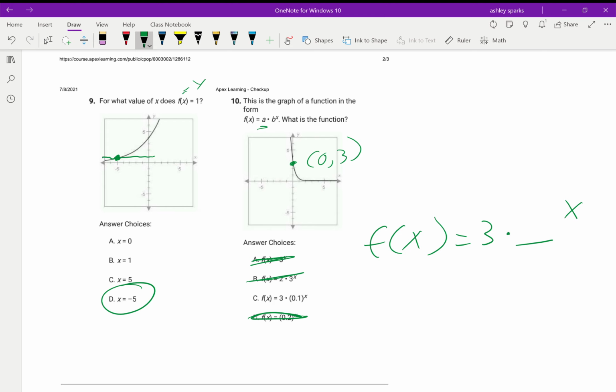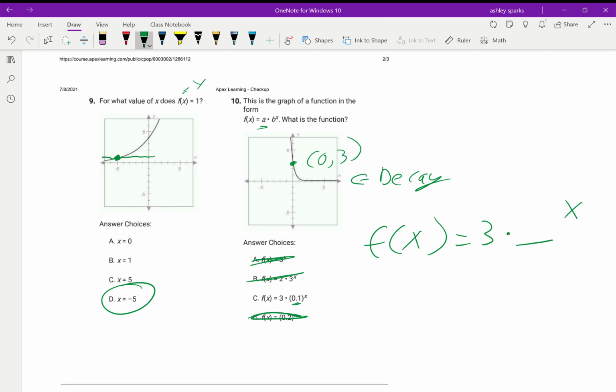Other things that kind of give this away is this function is decaying, which means I should expect to have some type of decimal rate in here, which that 0.1 does check that box as well. If we tried to find another point, it might be very difficult with this picture, honestly, so I think this is the best way to do this problem. So use the information at hand.